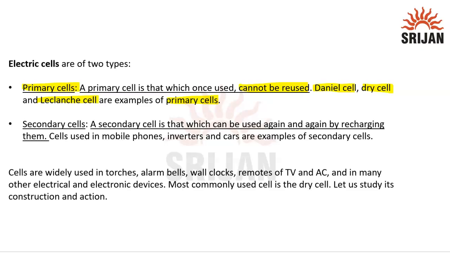Secondary cell is basically one which can be used again by recharging it. So it is something which is rechargeable, and a primary cell is something which can't be recharged. Cells used in mobile phones, inverters, cars are examples of secondary cells because we can simply recharge them.